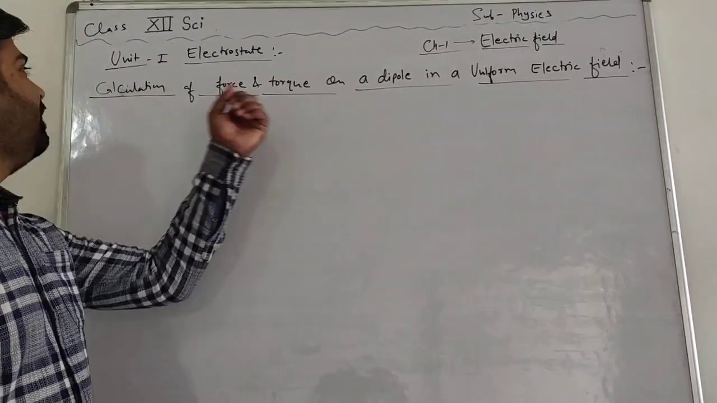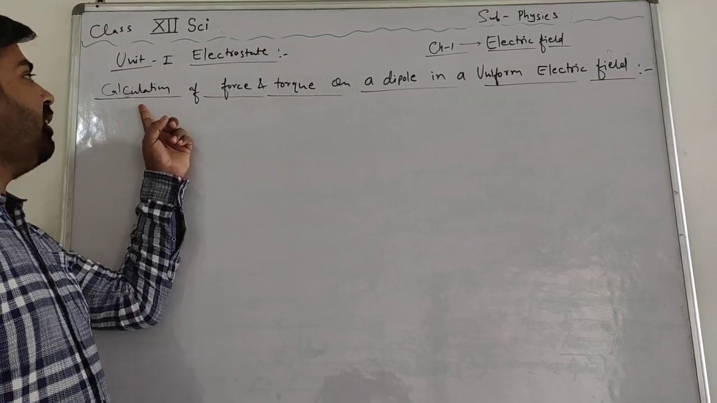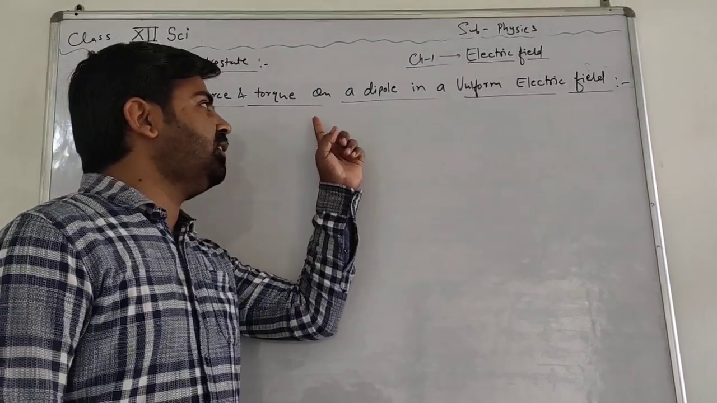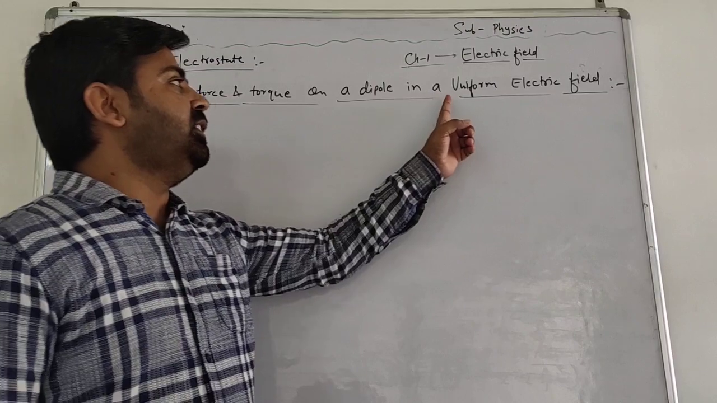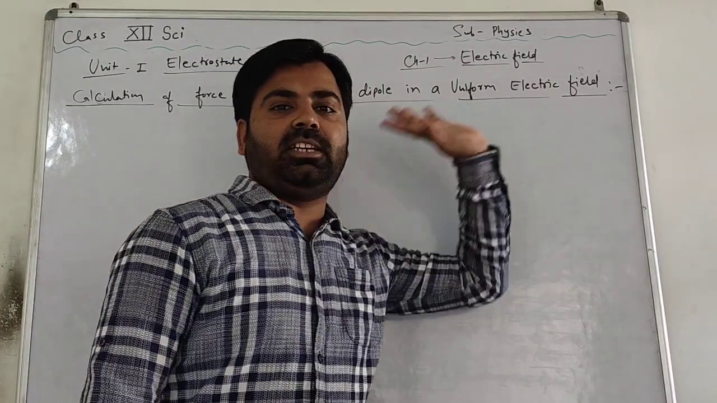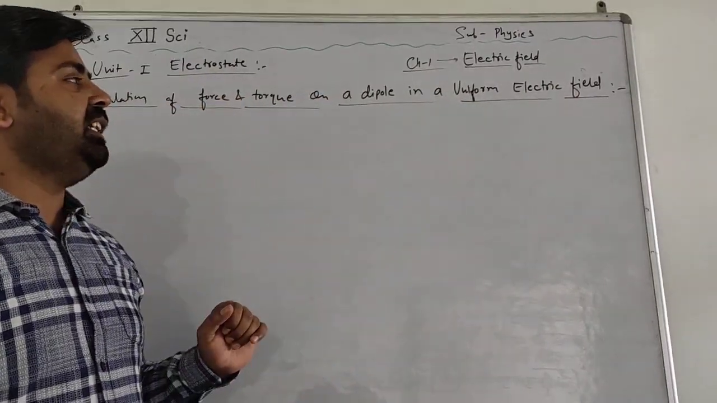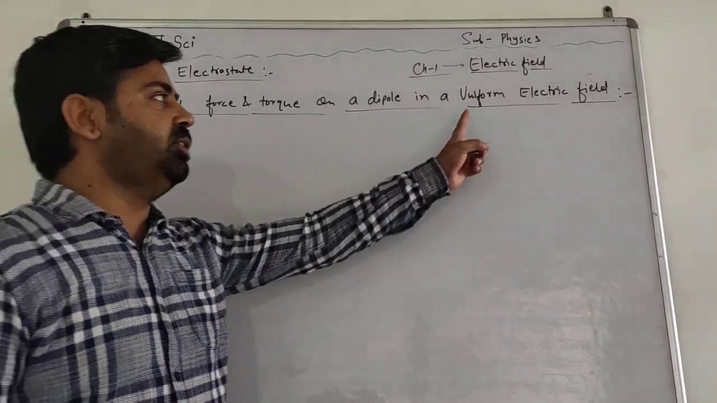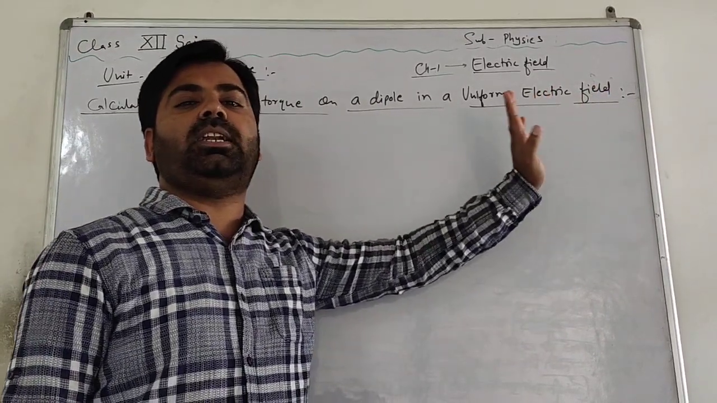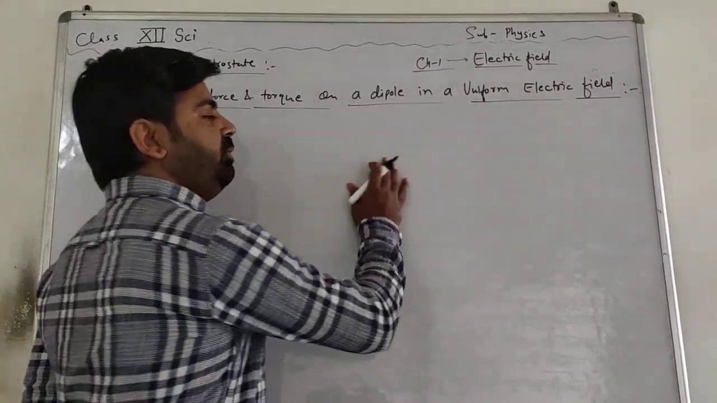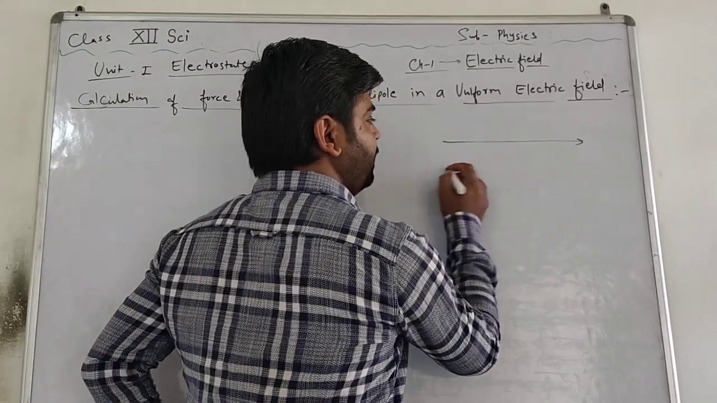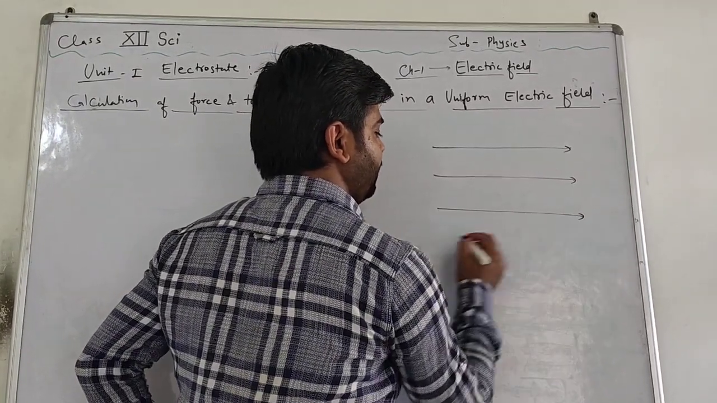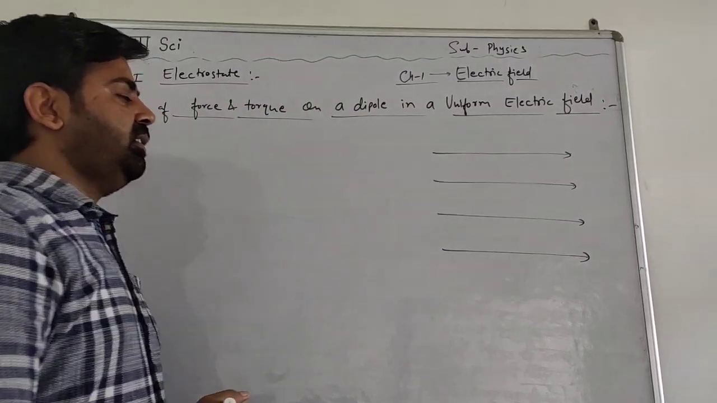Today we will discuss our new topic: calculation of force and torque on a dipole which is placed in a uniform electric field. Firstly, we discuss uniform electric field. What is a uniform electric field? In a uniform electric field, the field lines are drawn parallel.